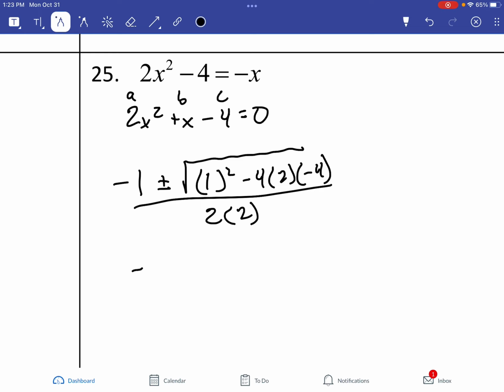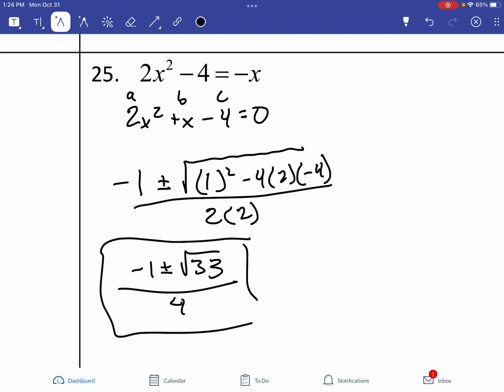So we're going to have negative 1 plus or minus. Inside the square root sign, you're going to have negative 4 times 2 times negative 4, which will give you positive 32, plus 1 is the square root of 33, all over 4. This is your answer for number 25.